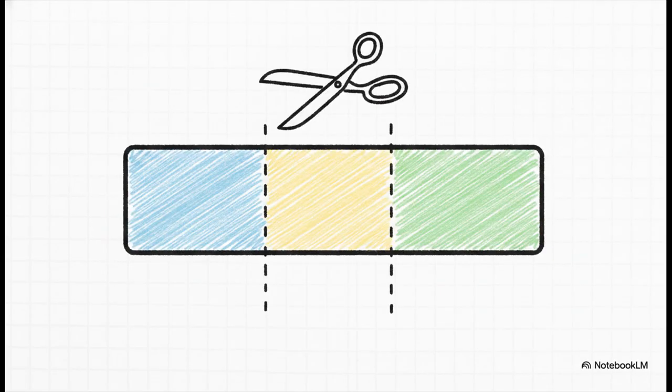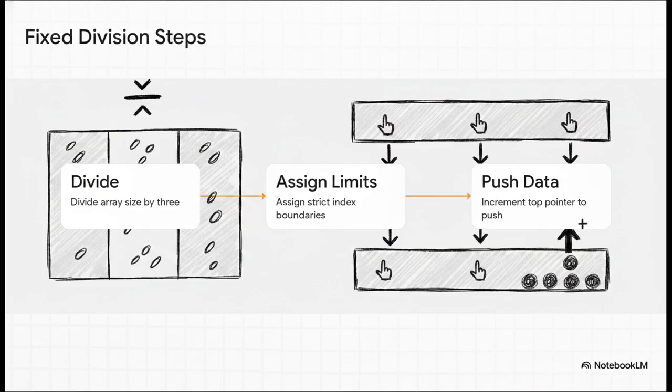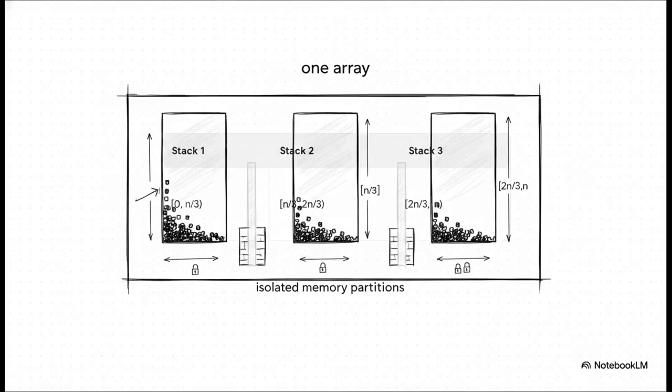Okay, approach 1, fixed division. When most people hear 3 stacks, 1 array, this is almost always their first instinct. It's super straightforward, right? You take your total array size, let's just call it n, and literally just chop it into thirds. You give each stack its own strict, immovable territory, and you just bump up a top pointer sequentially as you push data in. Visually, this is incredibly clean. Stack 1 gets the first chunk starting at index 0, stack 2 gets the middle, and stack 3 gets the end. It's a breeze to code up because every stack is safely living inside its own little isolated memory bubble. They don't even know the other stacks exist.